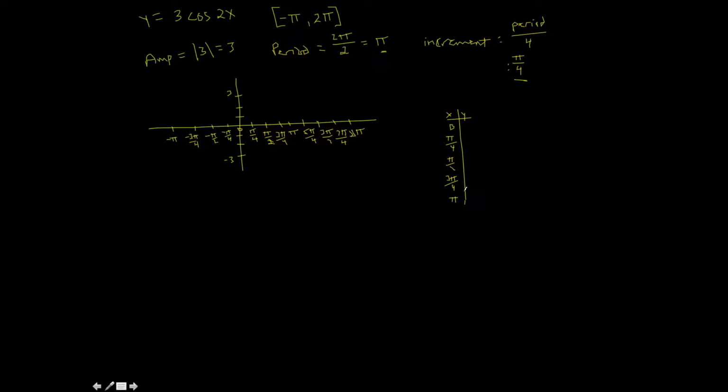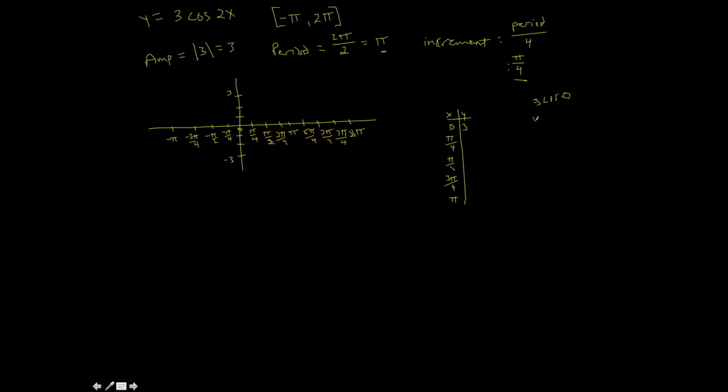Okay? So for instance, take 0, plug it into our original equation. So this is 3 times the cosine of 0. Now what is the cosine of 0? The cosine of 0 is 1, right? Cosine is the x-coordinate. Look at your unit circle. The cosine of 0 is 1. So 1 times 3 is going to give me 3. Okay? Pi over 4. What's the cosine?